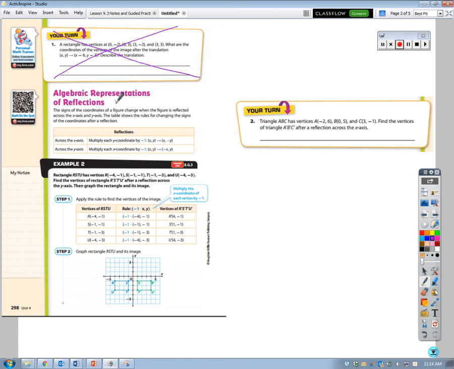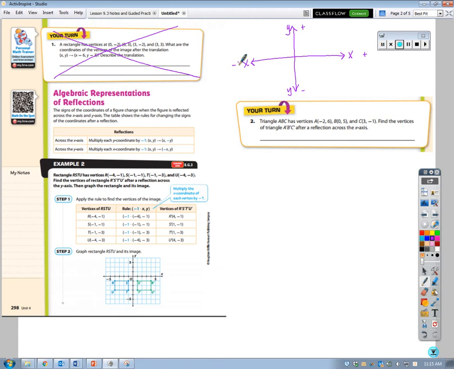So now we're looking at algebraic representations of reflection. So the signs of the coordinate of each figure, when reflected across the x and y axis, will change. The table shows the rules for changing the signs of the coordinates after its reflection. So I'm going to draw my little x and y axis here, just so we've got it. This would be y, and this is positive, y negative. This is x, and this is the positive side. This is x, and it's the negative side. Okay? All right.